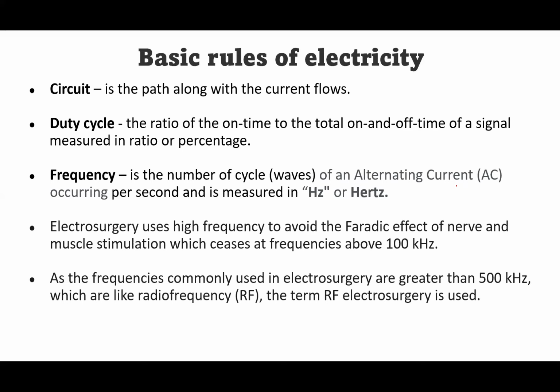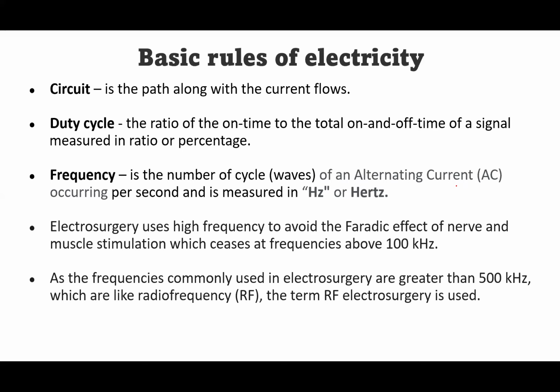The number of cycles it goes in 1 second is called the frequency. Now, electrosurgery uses high frequency, to avoid the paradoxical effect of nerve and muscle stimulation, which occurs at frequencies above 100 kilohertz. If you remember, we said in electrosurgery, the frequency is high.